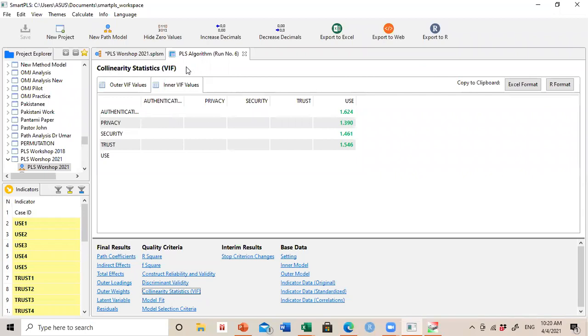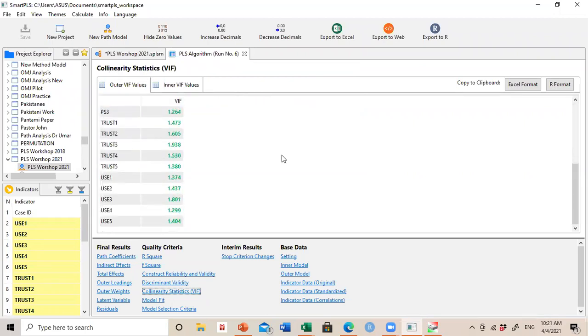VIF is achieved based on Diamantopoulos and Siguaw 2006. All the values are less than 3.3. So the VIF of 3.3 is achieved. Thank you. You're welcome. So what of the outer model, is it also achieved?